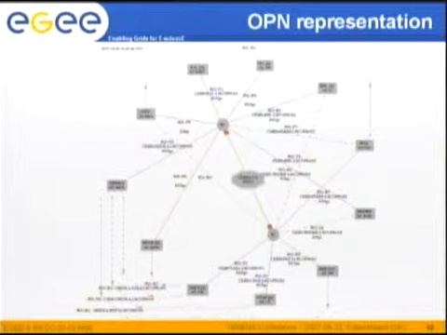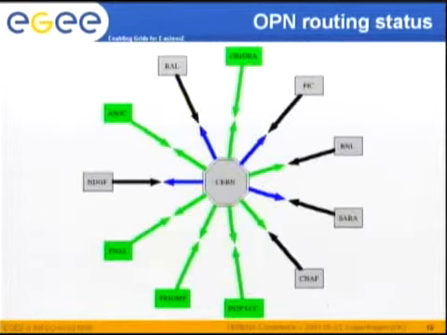So this is a map we have for the OPN from our point of view, taken from our database. And this is a map of the service status as we can show it to the users. So a simplified map of how the service is currently. So in green, all is working nicely in both directions. In blue, it means that CERN can reach RAL by external means, I would say. And in black, it means that we don't have currently the information.